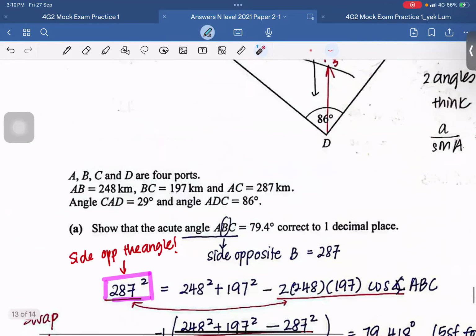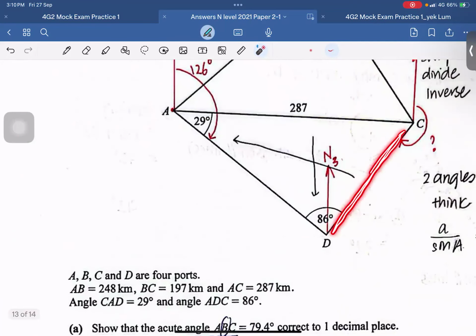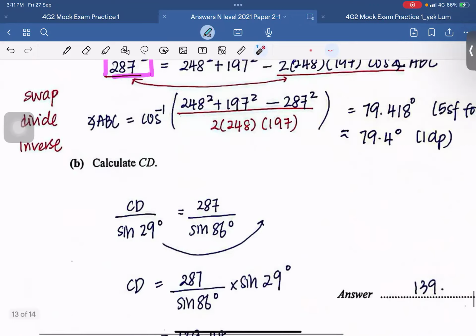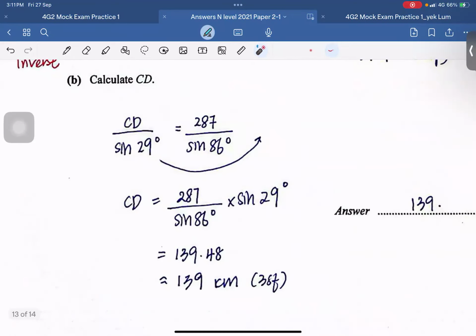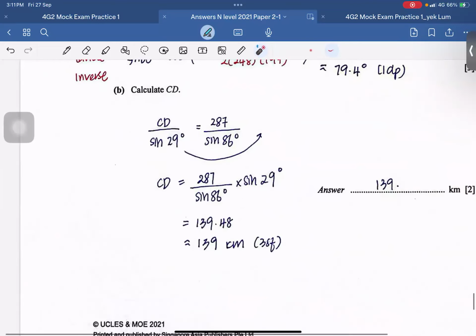CD, where is CD? CD is over here. So CD matches with the angle 29 and 287 with this angle 86. Now, how do I know I need to use the sine rule? I cannot have two angles and one side. Two sides and one angle, so I cannot use cosine rule. So in this case must be sine rule. I think you all are very good at doing sine rule, so I don't really need to go through this one. Just make sure you can get the answer.